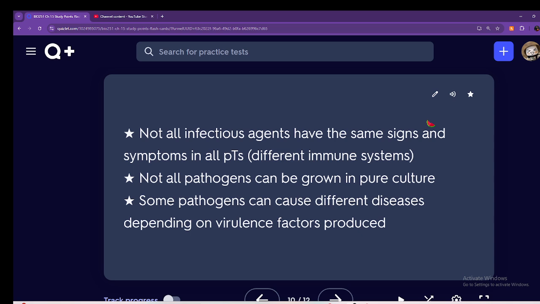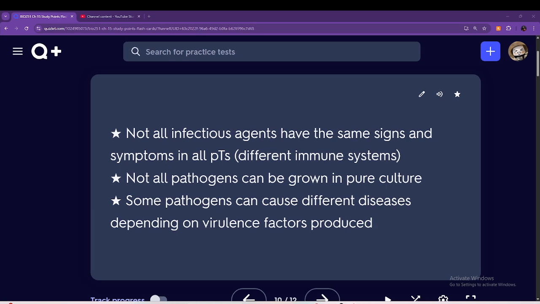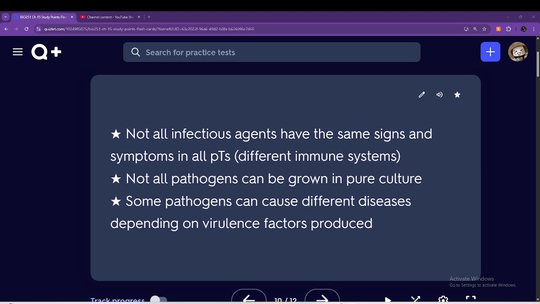So when we say that when we put the disease in another cow, they should have the same symptoms, that's not very accurate or possible, to be exact, simply because not all infectious agents have the same signs and symptoms in all patients. One cow could be super sick, and then the next cow could not be sick, even though they're given the same bacterial infection. And not all pathogens can be grown on a pure culture. Some pathogens can also cause different diseases depending on virulence factors produced.